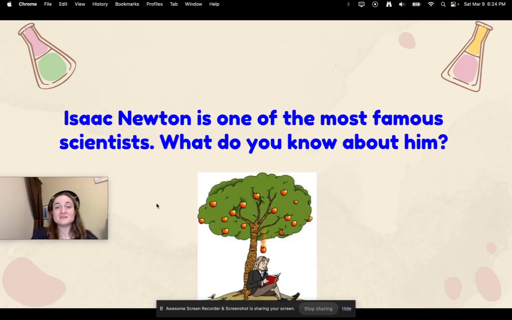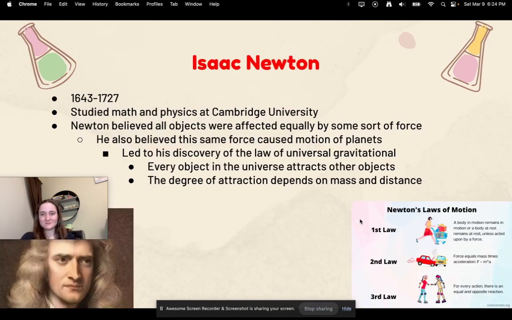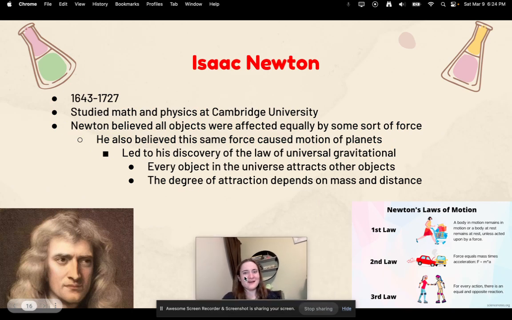All right, so Isaac Newton is one of the most famous scientists. So here's a little brain jogger. What do you know about Isaac Newton? So he's famous for a lot of things. One of the stories, which is still debated if it's true or not, is that an apple fell on his head and he's like, oh my gosh, gravity is the force of the earth. Anyway, so he was alive from 1643 to 1727, and he studied math and physics at Cambridge University.